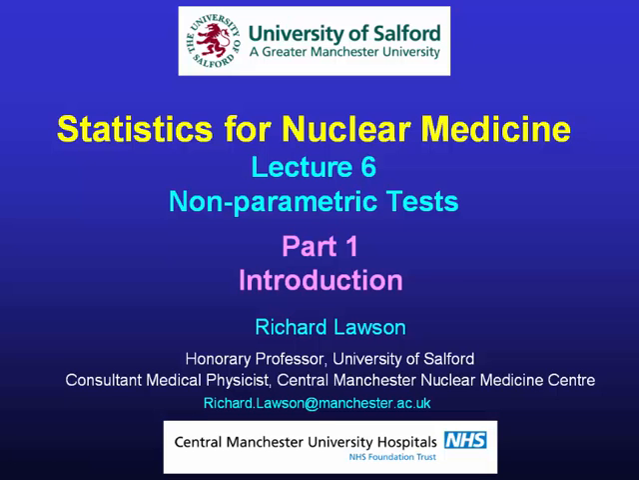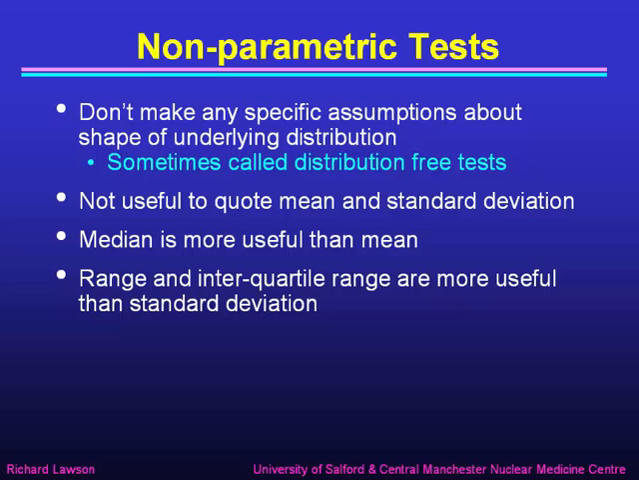This is lecture 6 in my series of statistics for nuclear medicine, and I'm going to be talking about non-parametric tests. Non-parametric tests are useful because they don't make any specific assumptions about the shape of the underlying distribution of the data that we're looking at. That's why they're sometimes called distribution-free tests rather than non-parametric tests, but it means the same thing.